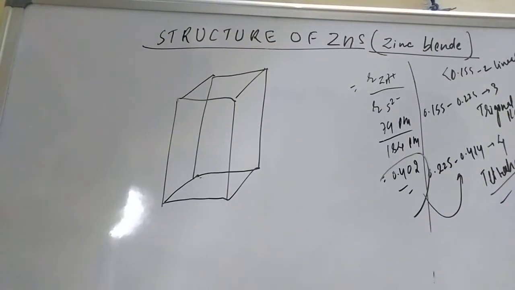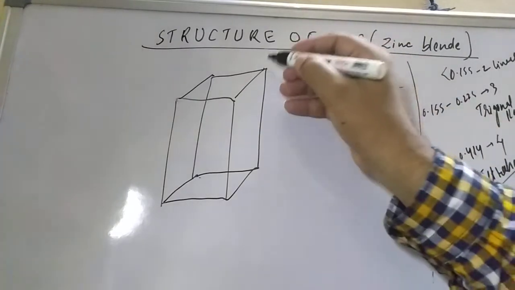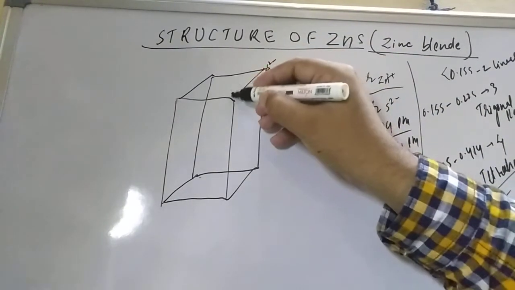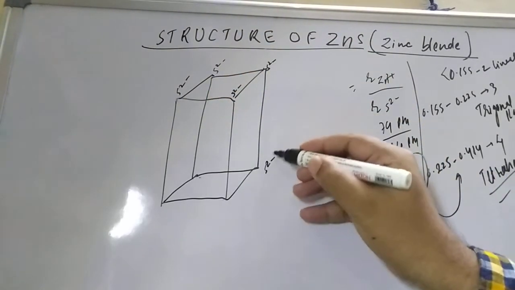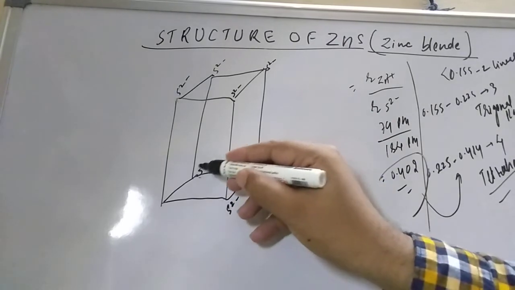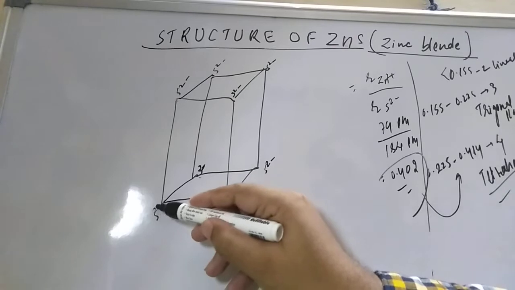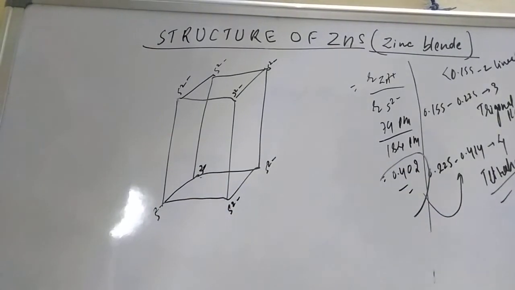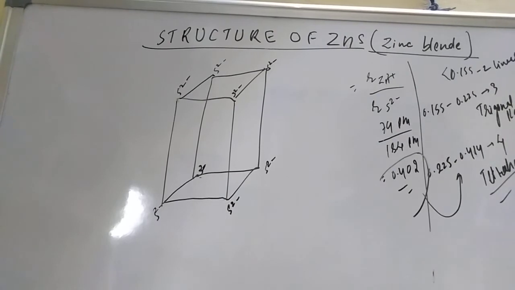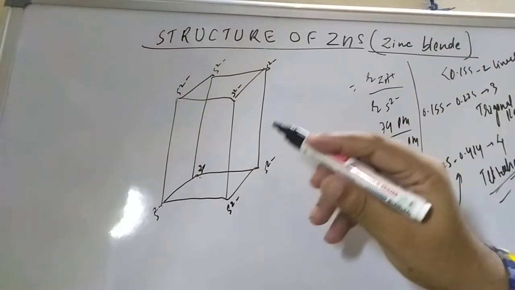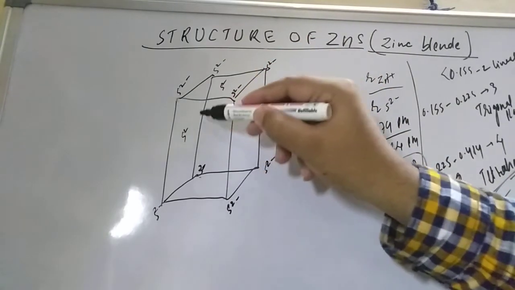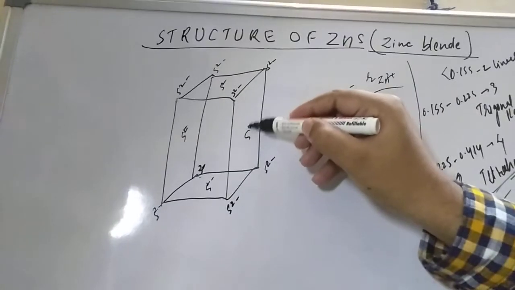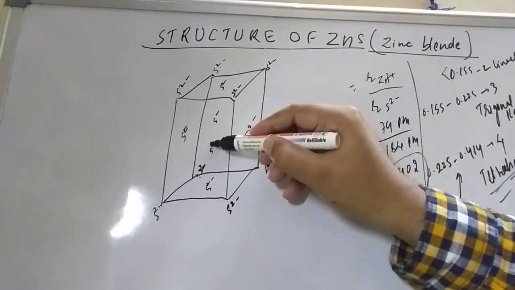Now at each corner, suppose we have S2-. We consider that the negatively charged ion has a larger size, so S2- is at the corners. And where will the Zn go? Zn will go to the tetrahedral void, because the geometry is tetrahedral. Similarly, there is S2- at the center of all the faces also.